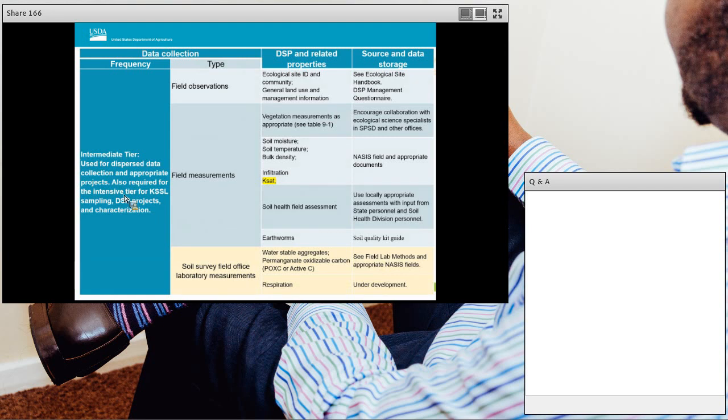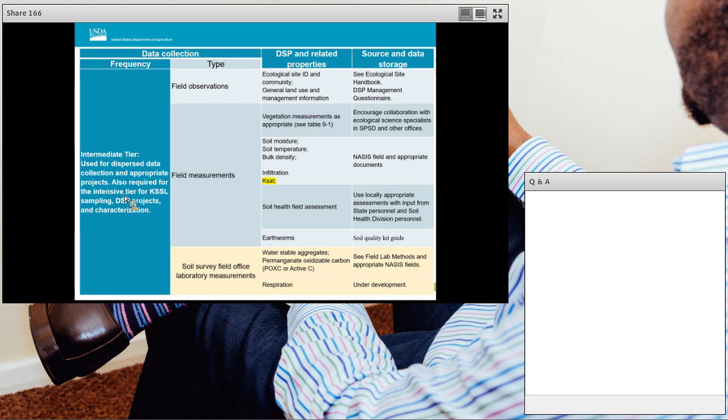So for the intermediate tier, these are samples where you may not be collecting samples to send to KSSL, but these include things you can measure in the field or things that you might measure in a field office lab. So we realize not everyone has a field office lab, so these can be determined in concert with your KSSL liaison or with someone from the DSP focus team or someone such as myself, where we know that these aren't always going to be possible, but we want to get these as often and as frequently as possible.